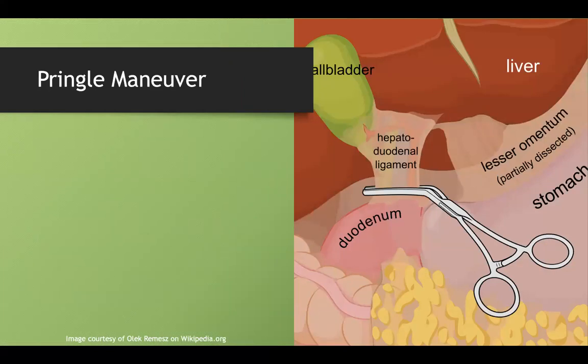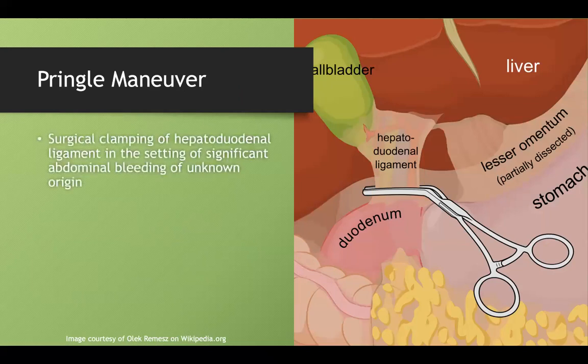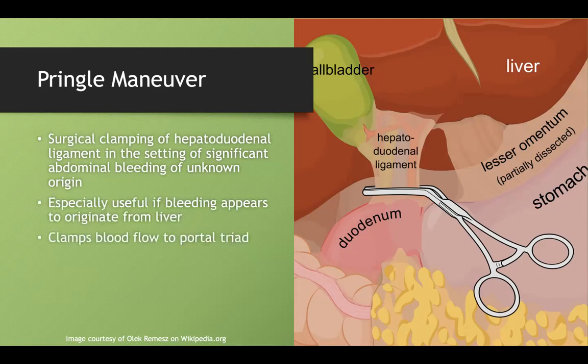So the Pringle maneuver, which we discussed in the small intestine lecture as well, is a maneuver that some surgeons can do if they notice abdominal bleeding, especially if the bleeding seems to originate from the liver. The Pringle maneuver can help determine whether this is due to one of the vessels in the portal triad, or if it's due to something like the hepatic vein or the IVC instead. So you can clamp the hepatoduodenal ligament, and what that'll do is it'll clamp blood flow to the portal triad, which we just discussed consists of the proper hepatic artery, the portal vein, and the CBD.